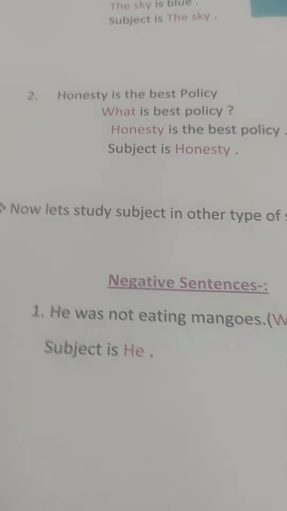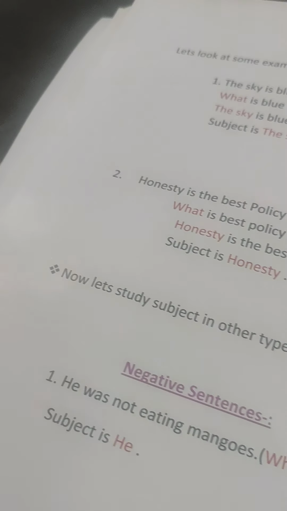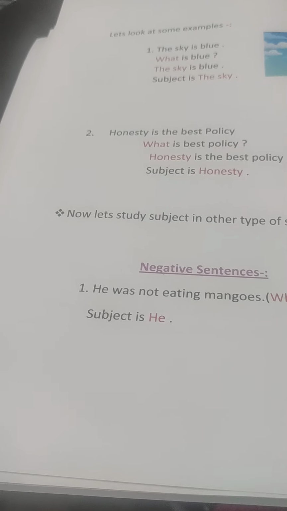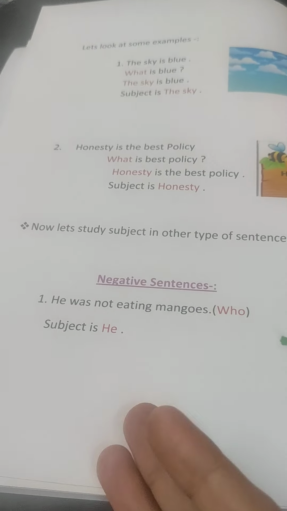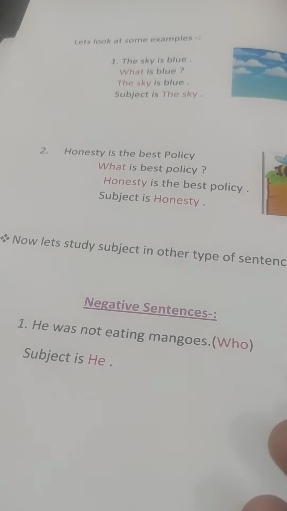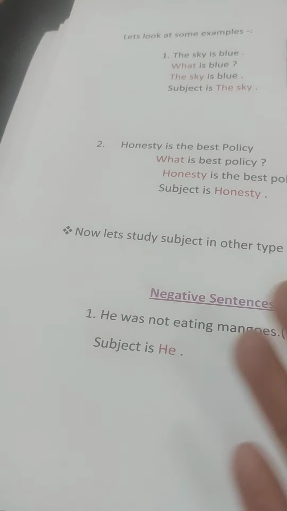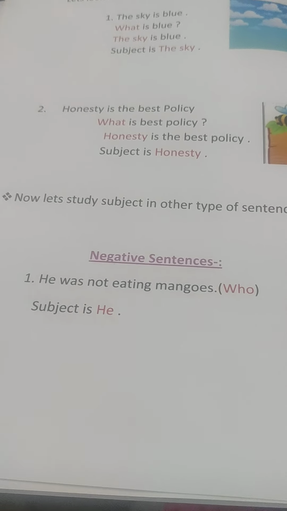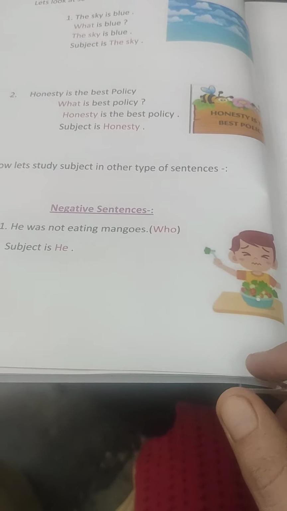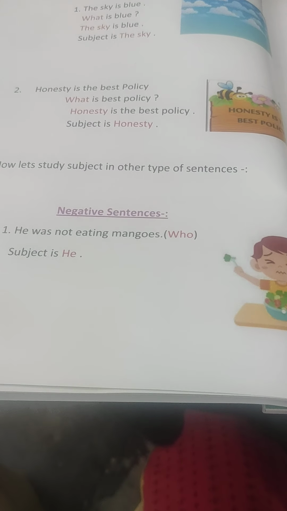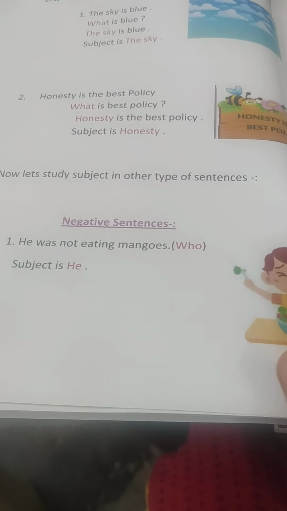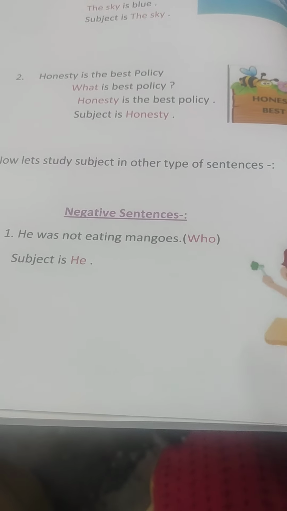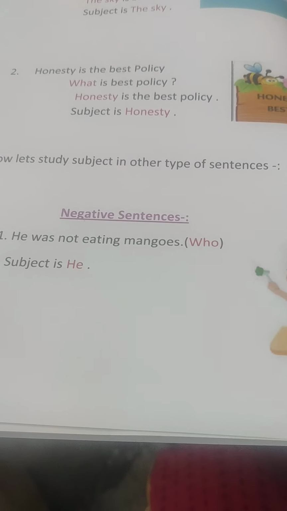Now, we have done this with who and what in normal assertive sentences. But there are other types of sentences as well. We have studied in the previous video that there are many other types of sentences. So let's study how to find the subject in negative sentences. For example, he was not eating mangoes. He is a person here, so you have to ask the question who. Who was not eating mangoes? The subject is he.